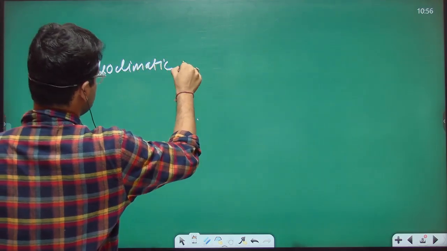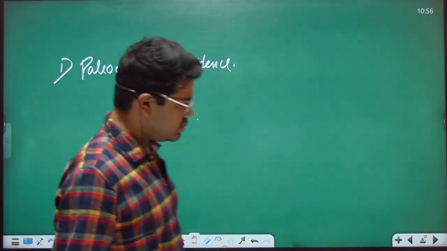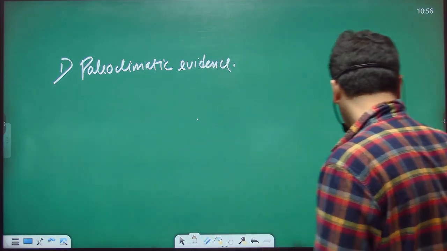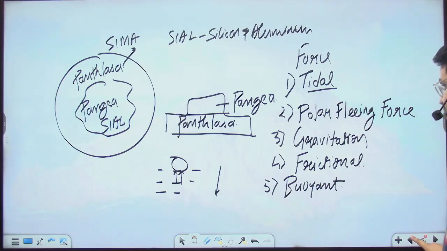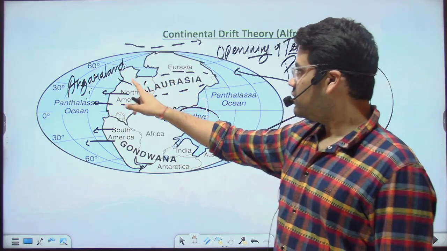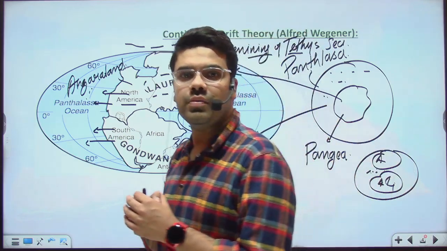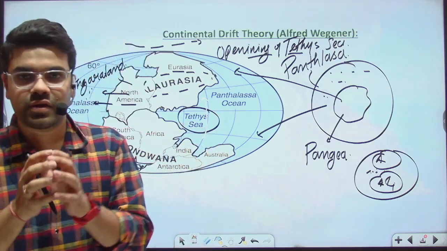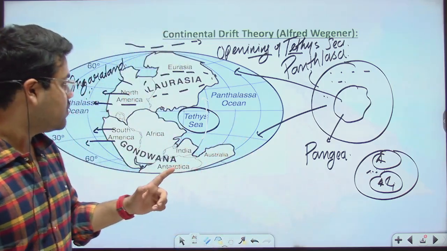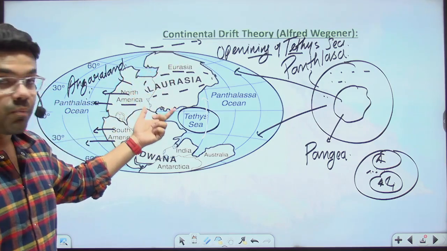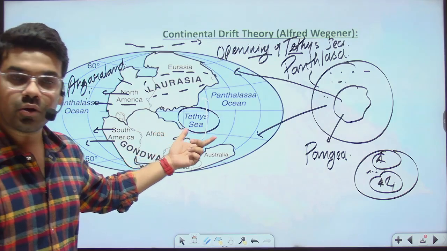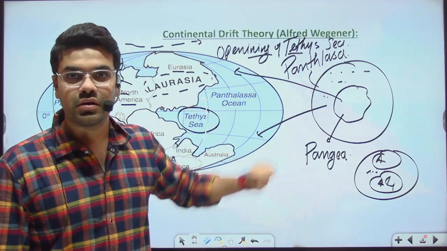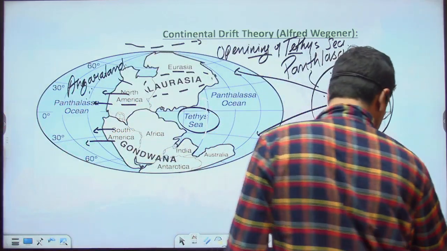paleoclimatic evidence. What was seen here? It was seen that especially in the regions of northern Europe and northern Canada, coal deposits were found. And we know how coal is made. Coal is made when evergreen forests are submerged, and with intense heat and pressure they are converted into fossil fuels. So what does it show? That once Eurasia and North America might have been near the equator where there were tropical evergreen forests. It shows the existence of Pangea and Panthalassa. It is a support. Okay, it is paleoclimatic evidence.